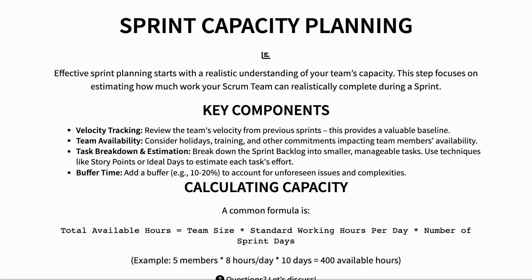Okay, let's talk about sprint capacity planning. It's all about figuring out how much work your team can realistically tackle in a sprint, and it starts with understanding what you actually have available. We look at past performance, track everyone's availability, break down the tasks into smaller pieces, and then add a little buffer to be prepared for anything unexpected. Essentially, we're calculating how many hours of work our team can realistically accomplish during that sprint time frame.